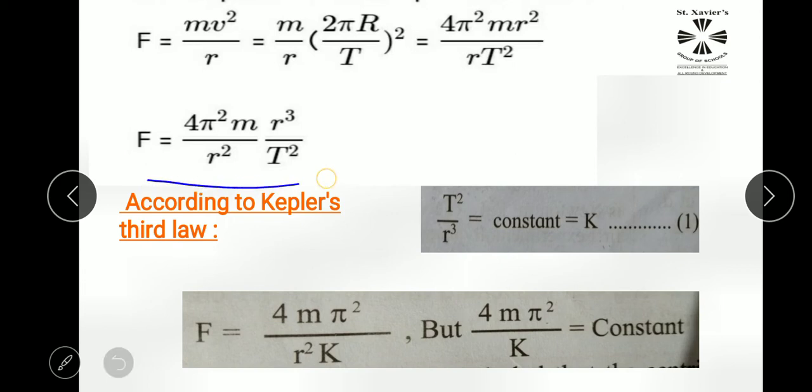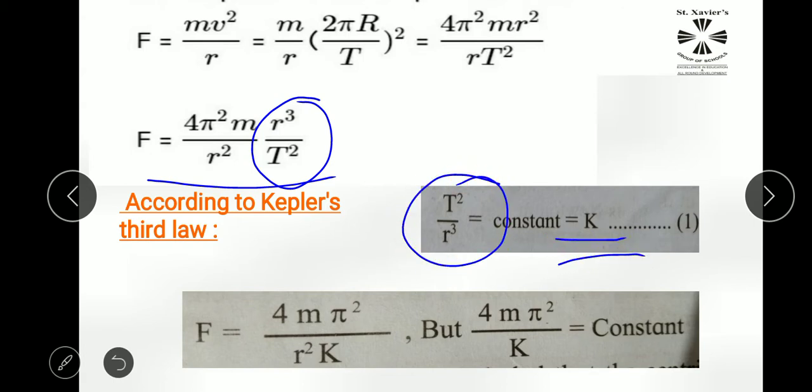After this step, we are having r cube upon t square, students. Now according to Kepler's third law, we are having t square upon r cube is equal to k. But when you compare these two, they are inverted. Here it is r cube in numerator and here r cube is in denominator.